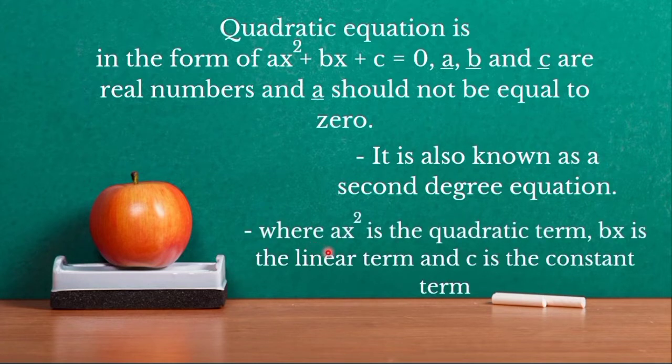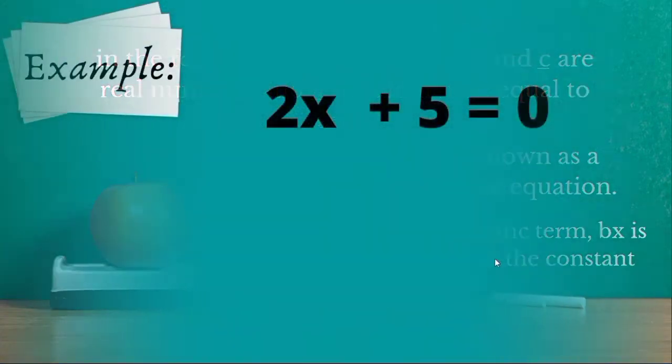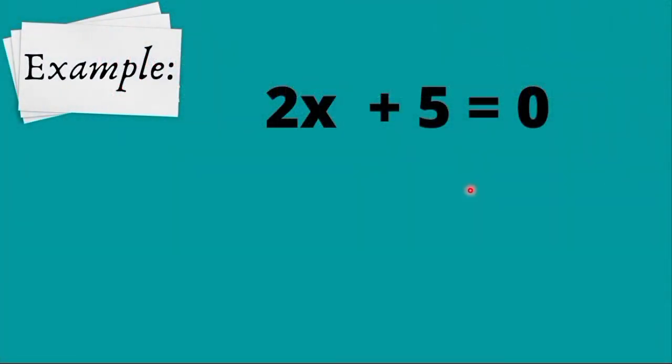Where ax squared, or the first term in the trinomial, is the quadratic term, bx, or the second term, is the linear term, and c is the constant term, wherein when we say constant term, there is no variable found in this term. Next, let's have our first example.